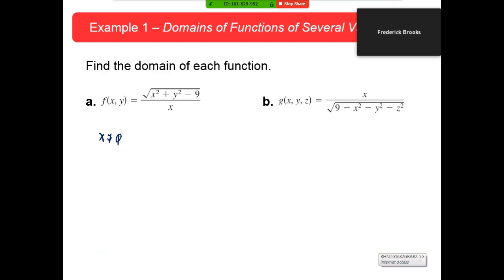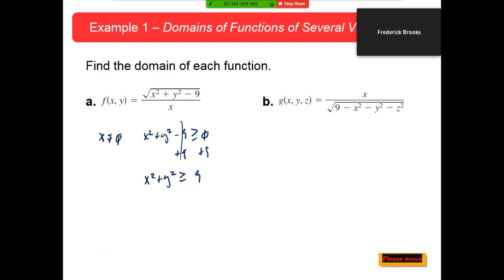Anything else? Okay. Did I hear something like this, that x squared plus y squared minus 9 has to be greater than or equal to 0? Yes, I thought I did. Okay, now what can you do with that? Possibly add 9 to both sides? Oh yeah, that would work, wouldn't it? And that would tell us that x squared plus y squared has to be greater than or equal to 9.